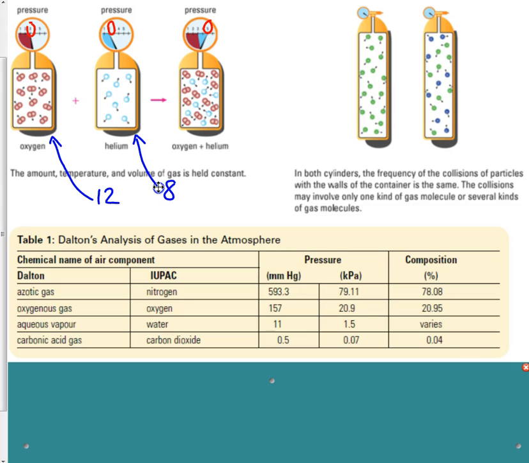Here's another example on the right, which shows that whether the particles are of the same type or different type, it's the frequency of collisions with the walls that counts. Whether the particles are all green or a mixture of green and blue, if we still have 18 colliding particles, then we have pressure due to those 18 collisions, regardless of whether it's a mixture of gases.